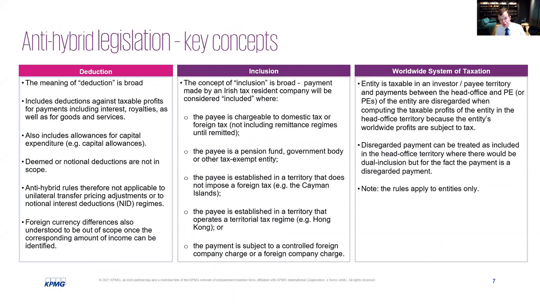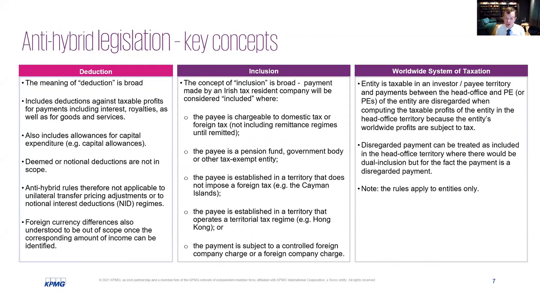And finally, deduction and inclusion. Some of these might seem reasonably obvious, but they're worth touching on because there are some unusual aspects that need to be thought about. Deductions are what you might think they are: things that are deductible against your profits, but also things like capital allowances, things that reduce your taxable base.